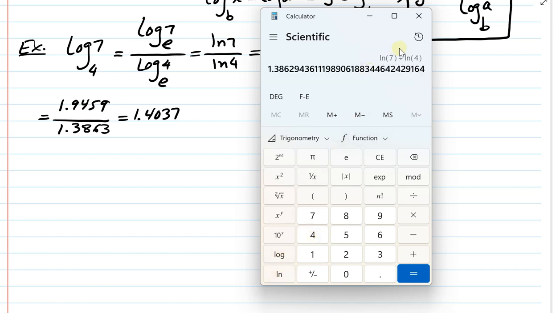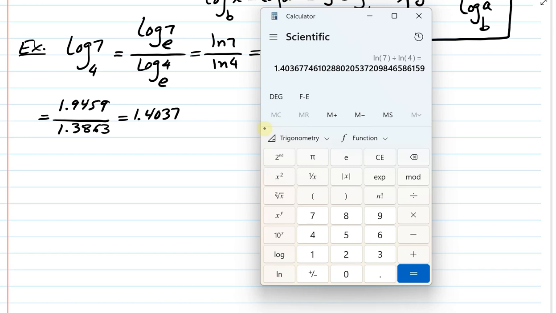And you can see the expression up here, by the way. You see that? ln of 7 divided by ln of 4. And once you hit equal, you get 1.403677. Before I had 1.40366. It wasn't off too much, but still, for those who want to do this in one pass, you could do that. Now let's use the common log to do this.